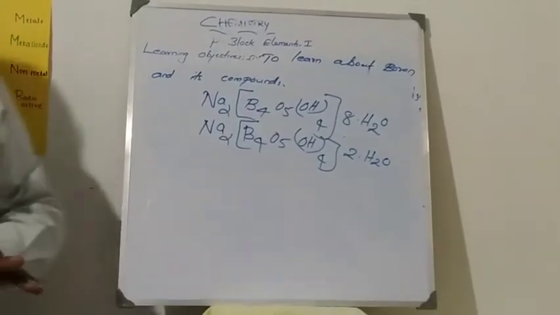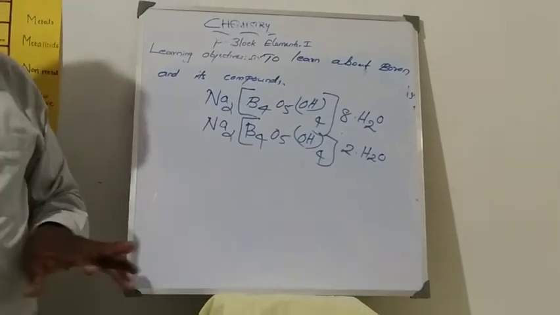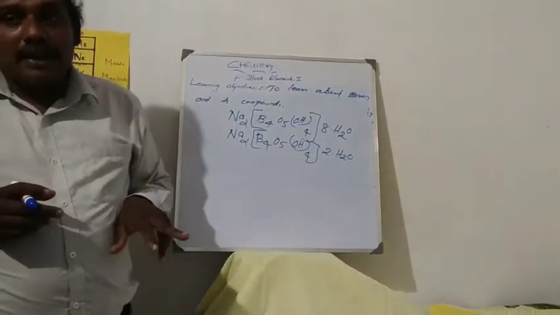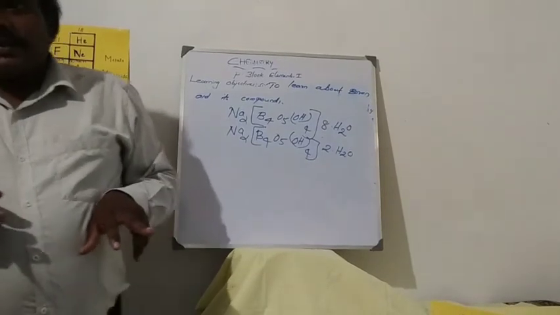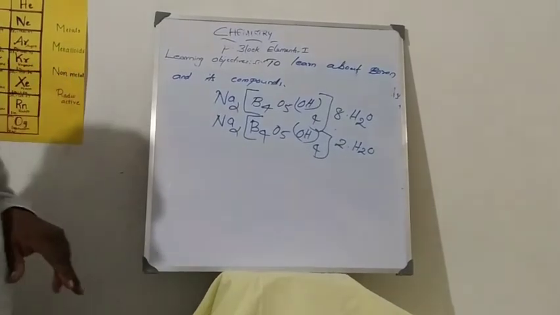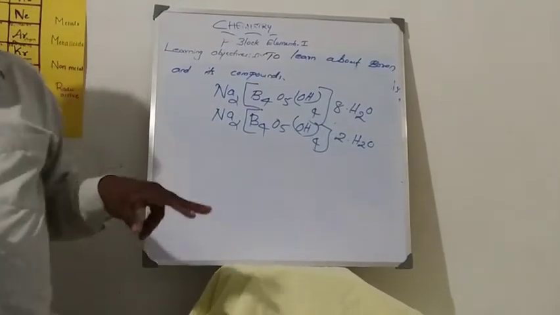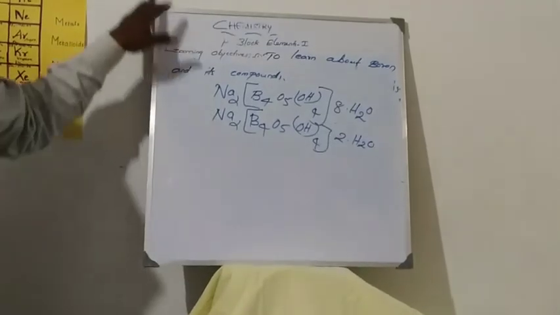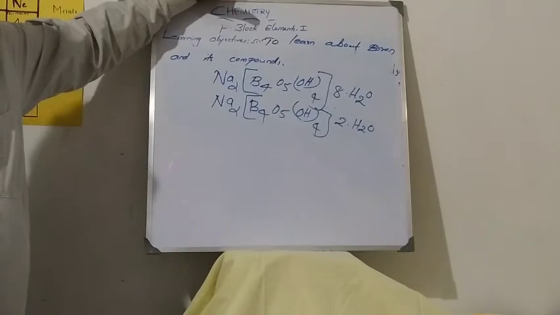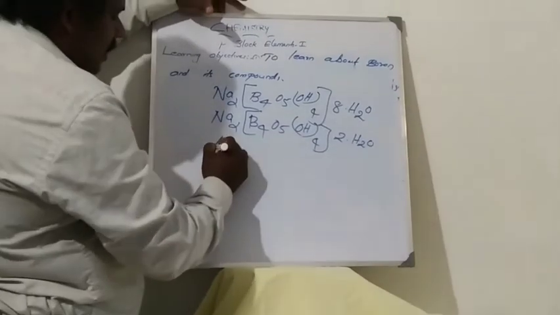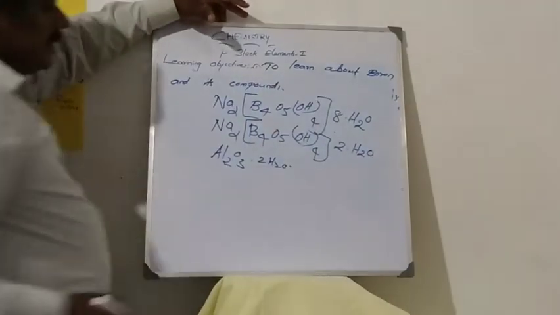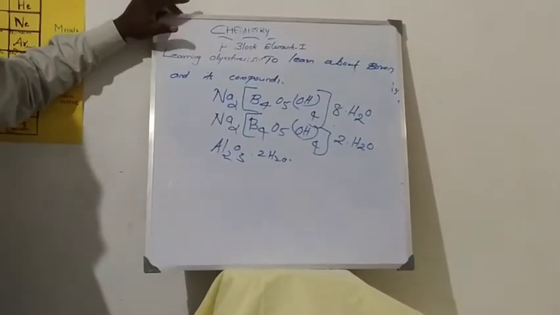Aluminum is the most abundant metal. All of you know about aluminum. It occurs as oxide and is also found in aluminum silicate rocks. It is extracted from bauxite ore. All of you know about bauxite ore. What is the formula for bauxite ore? Al2O3, 2H2O. This is the bauxite ore.